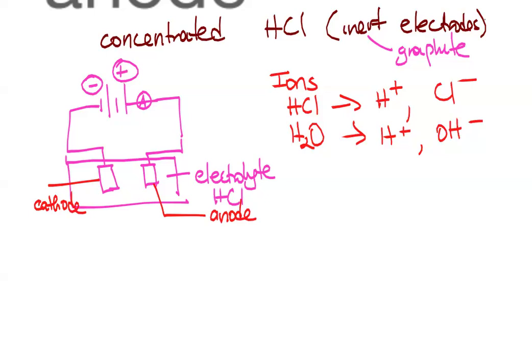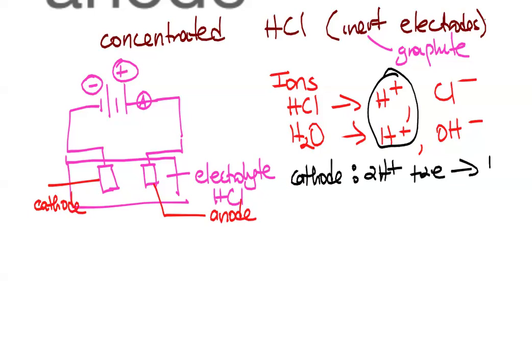Okay, let's write the equation for the cathode. No competition at the cathode. It's all H plus. So 2H plus add 2e to form H2. Remember, reduction takes place at the cathode. It's a gain of electrons. At the anode, we have competition now. It's either Cl minus or OH minus. Which one will be discharged?